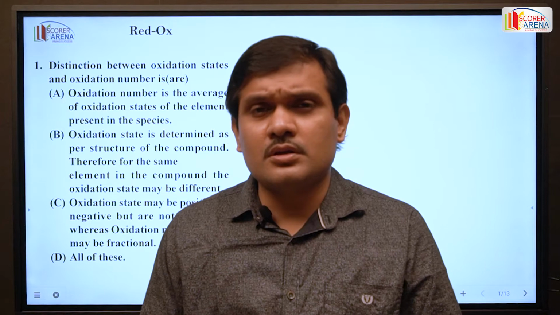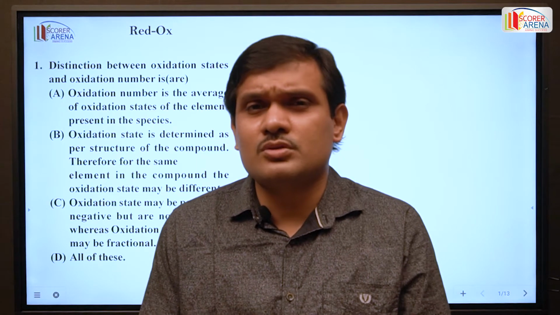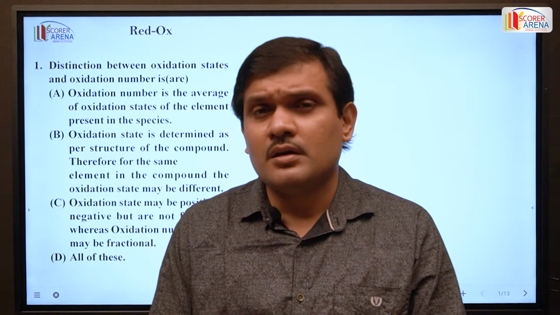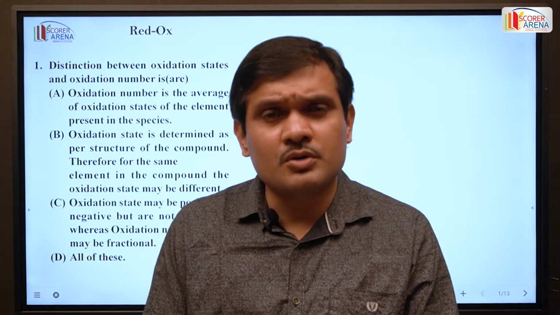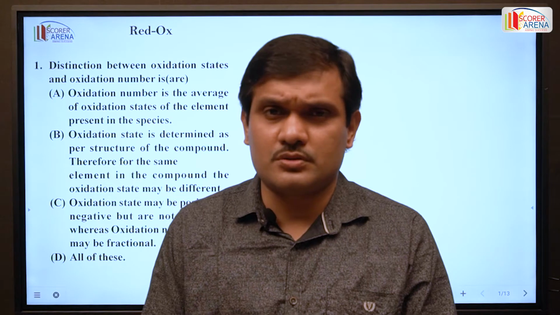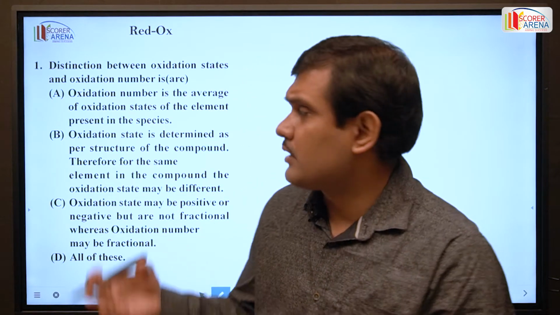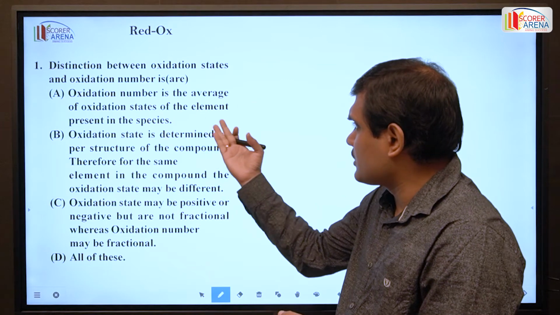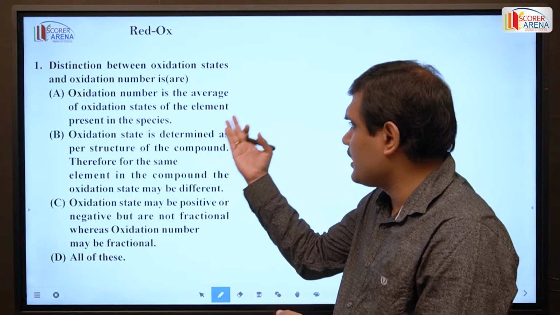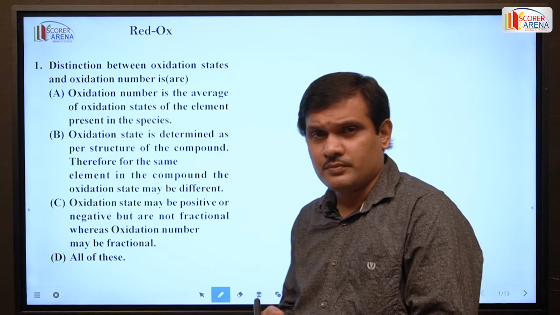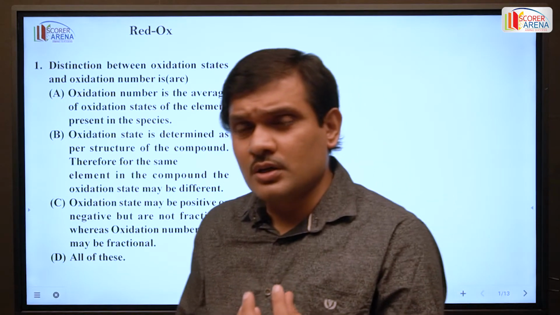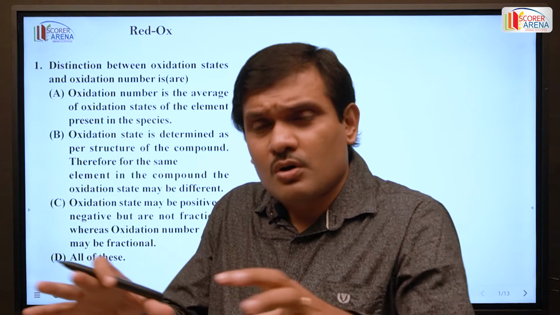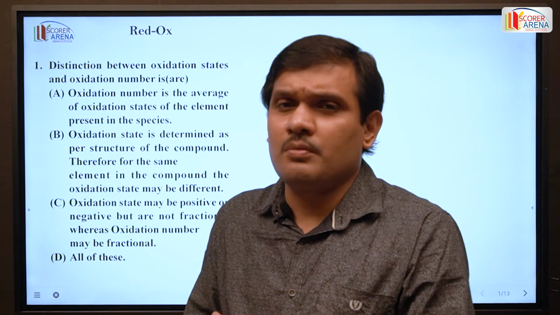In most cases you have the idea that oxidation state and oxidation number may be the same, but practically there is a slight difference between oxidation number and oxidation state. So let us see what options are given. Oxidation number is the average oxidation state of an element present in a species. So oxidation number is said to be the average of the oxidation states present in a compound.